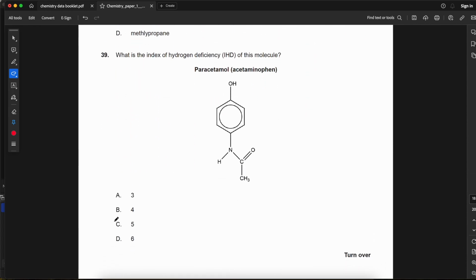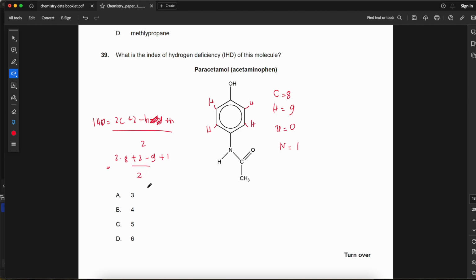What is the index of hydrogen deficiency, IHD, of this molecule? We can calculate: C will be 8, H will be 9, there is no X, and N will be 1. So here there is 1 H, here there is 1 H, here there is 1 H, here there is 1 H. So IHD is (2C plus 2 minus H minus X plus N) divided by 2. So (2 times 8 plus 2 minus 9 plus 1) divided by 2, it's 5.